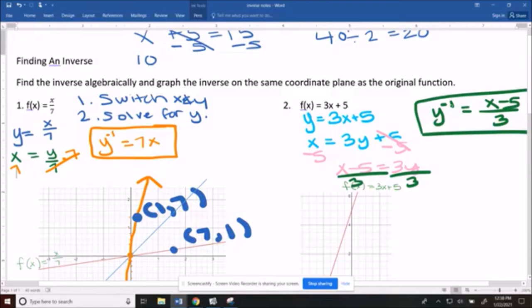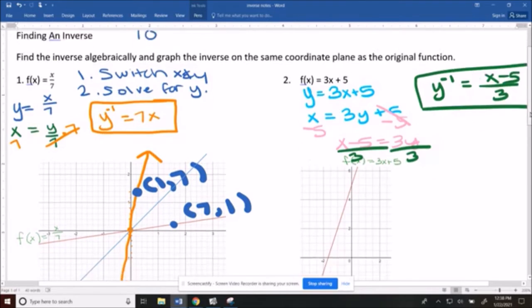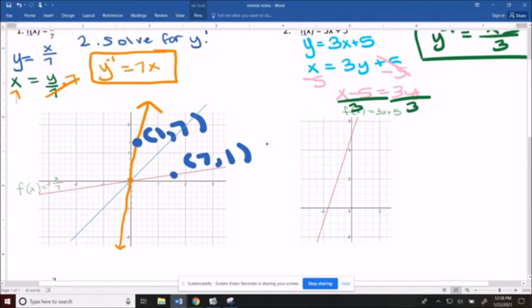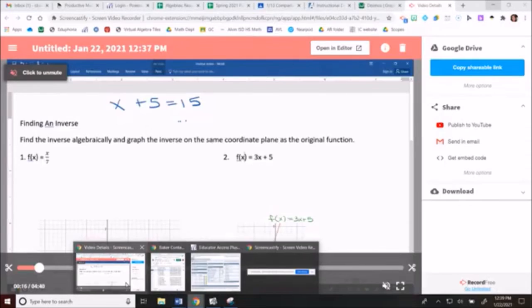So I need to differentiate between this light blue and this green because they're not the same y. You'll see when I graph it that they are related to each other. They're inverses, they're opposites, but they're not the same. So when I look at the graph of 3x plus 5 that's already here, I have a y-intercept of 0, 5. Remember, opposites.